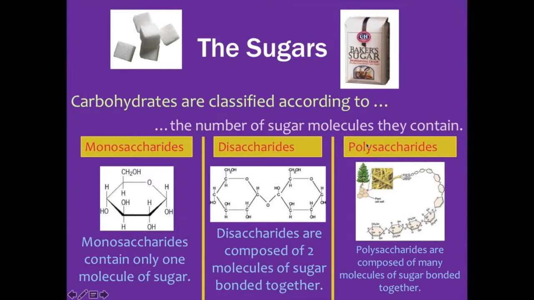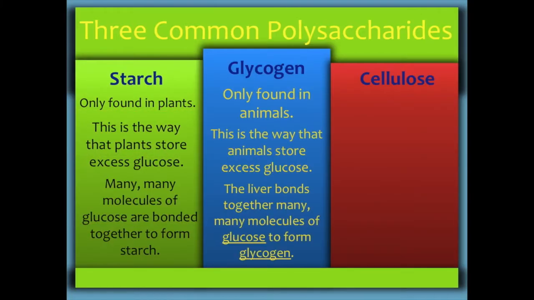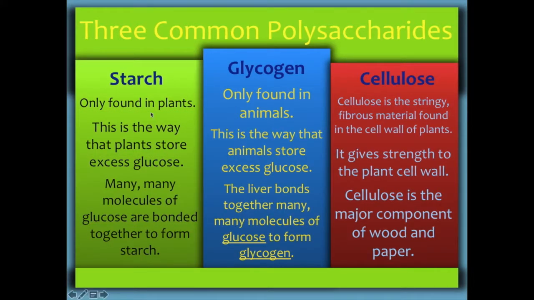Polysaccharide: poly means more than 1, so multiple sugars connected together. That's what you see here, a string of these little sugars connected together, and then they end up creating this structure that becomes a tree. So the 3 common ones we're going to talk about are starch, glycogen, and cellulose.